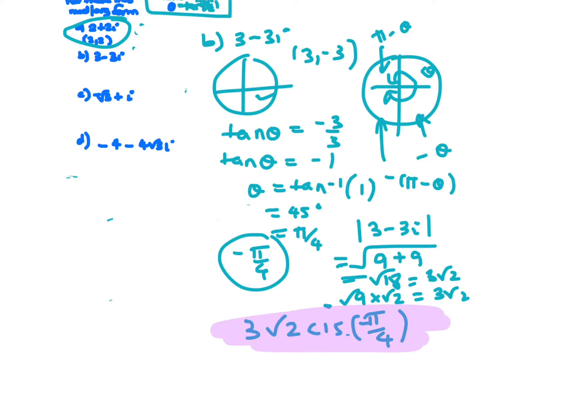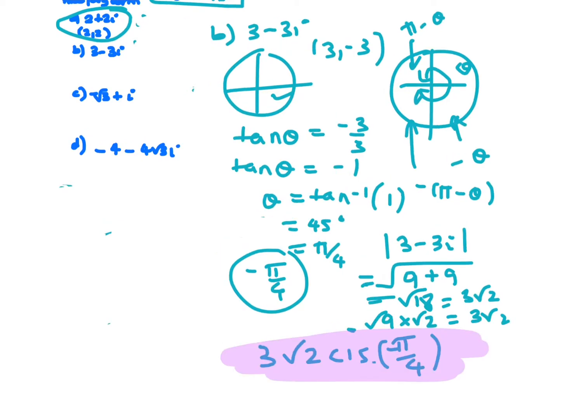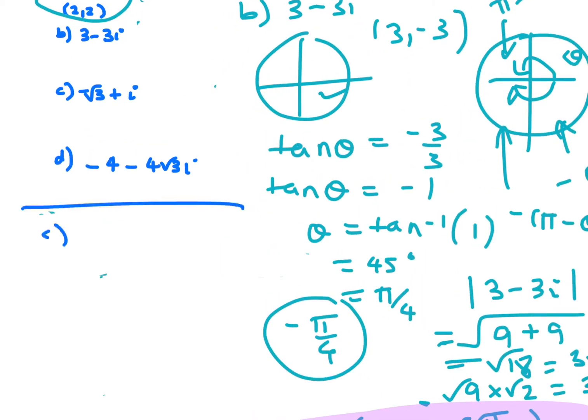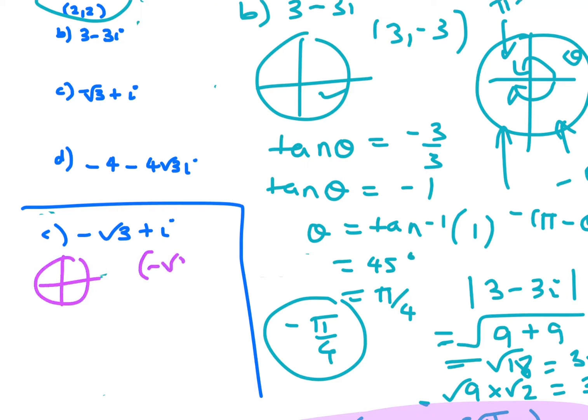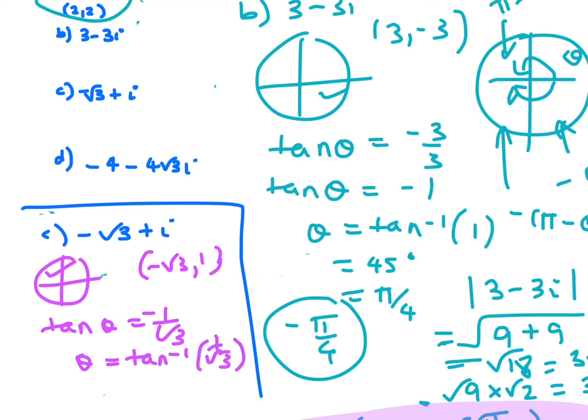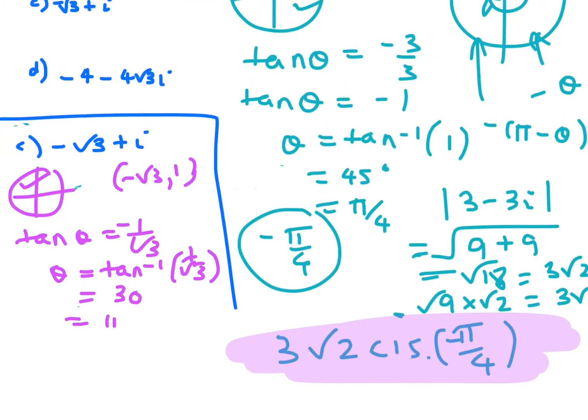Okay, so let's look at C. Looking at C, minus root 3 plus i. Which quadrant? So it's minus root 3, 1. So negative x, positive y. So it's in that quadrant. So tan theta would be 1 on minus root 3. So the acute angle would be tan inverse of 1 on root 3. That's basically 30, which is pi on 6.